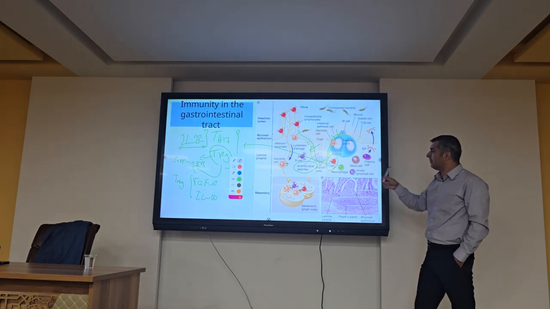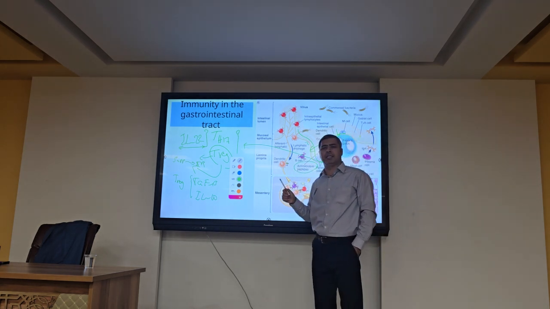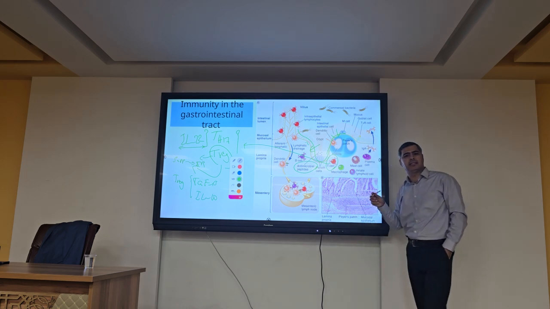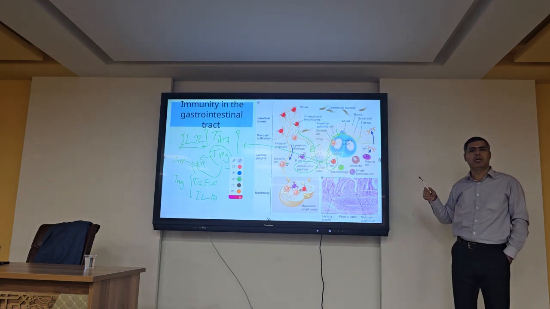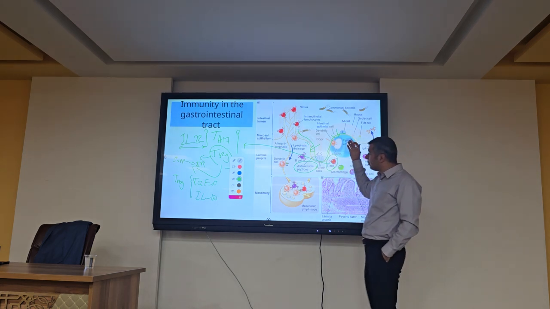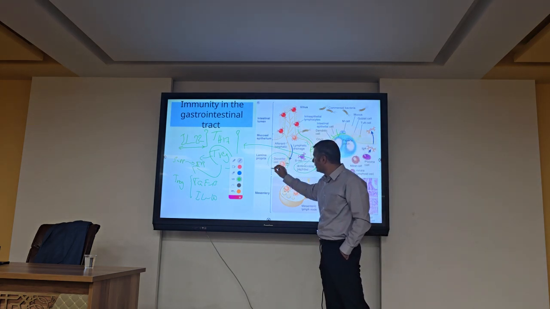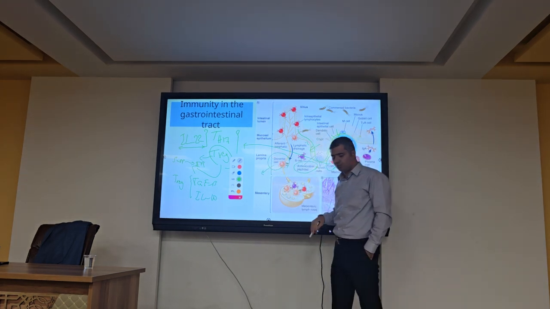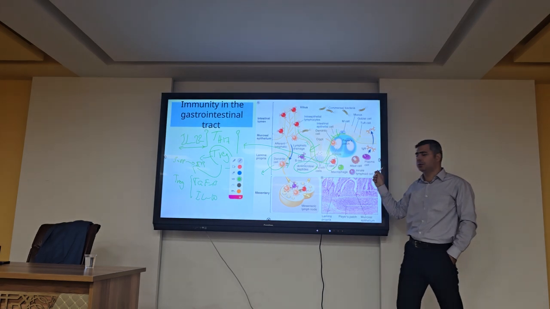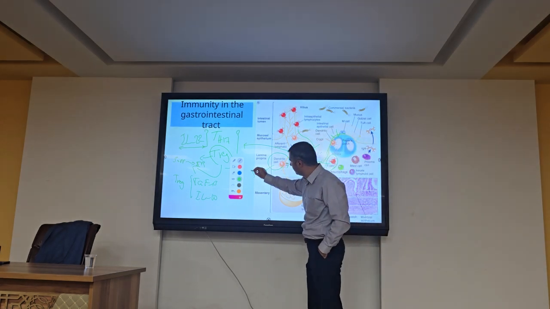Besides, we have different kinds of dendritic cells, DCs, in the connective tissue. Some of them, in the normal situation, the dendritic cells of the connective tissue, are tolerogenic.